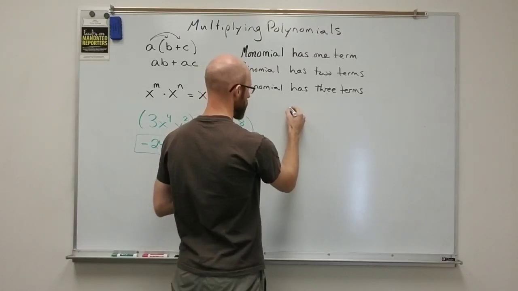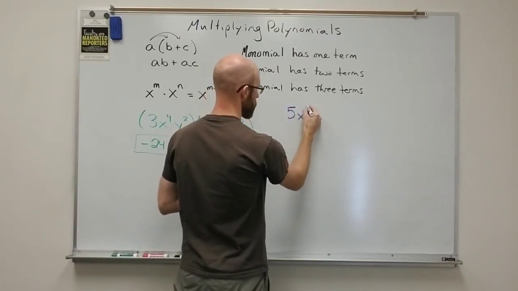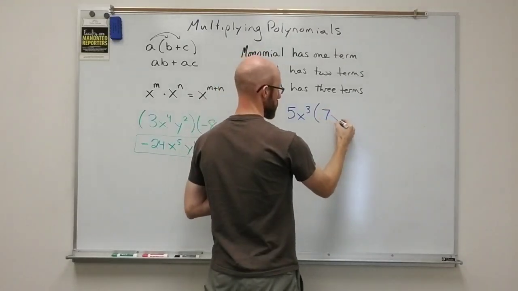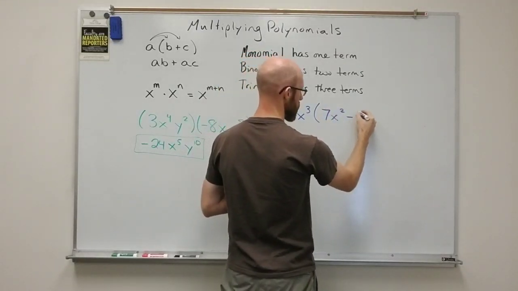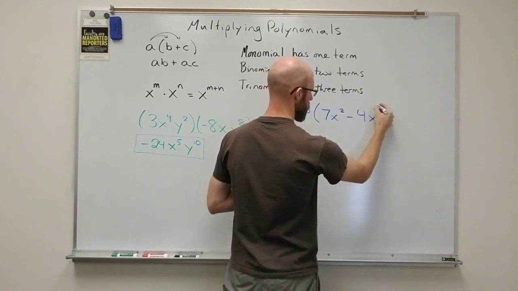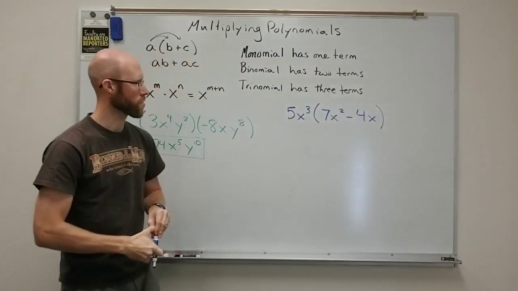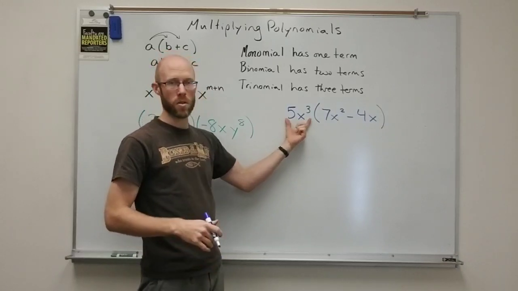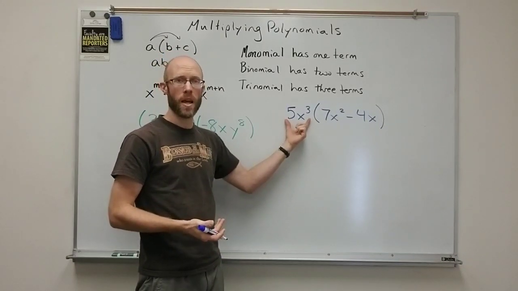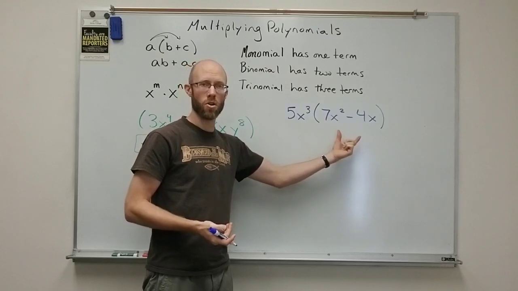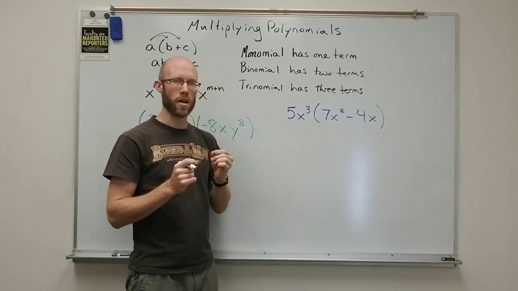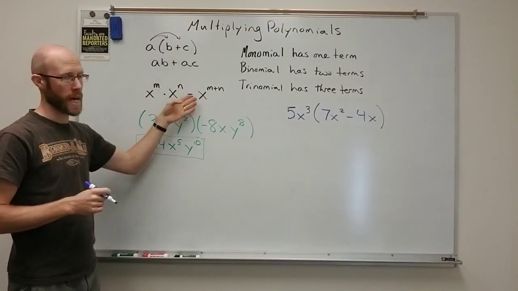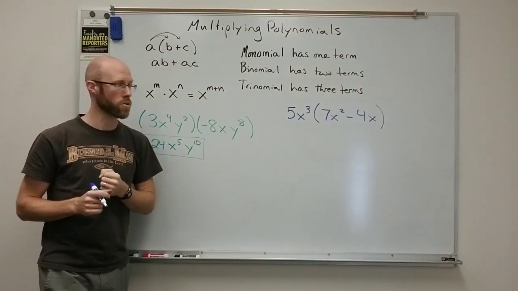Something like 5x to the third times 7x squared minus 4x. Okay, so there's a monomial and a binomial. Again, you're going to multiply using the distributive property, and when we distribute it to each term, the individual products are going to utilize this exponent rule. Okay, so it's a distributive property and the exponent rule to combine your powers.